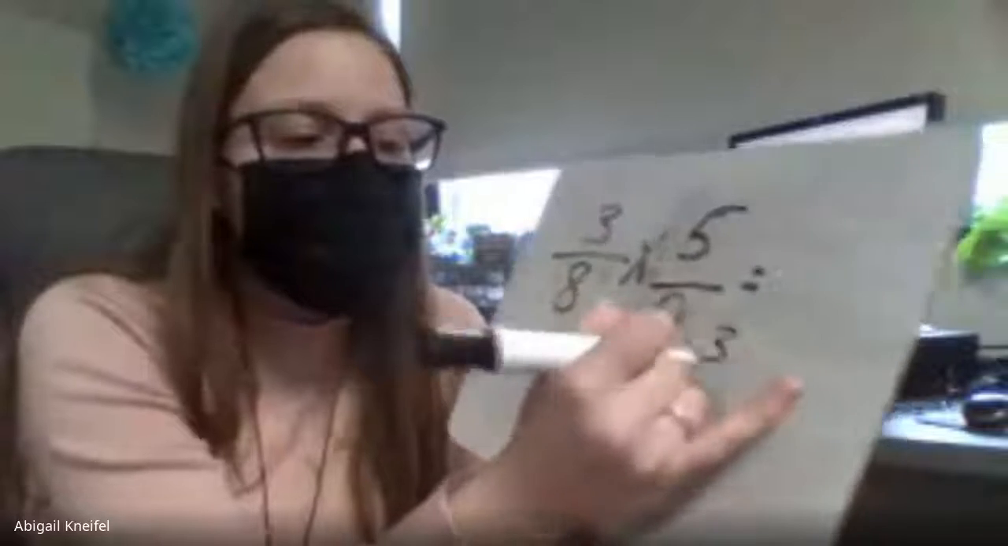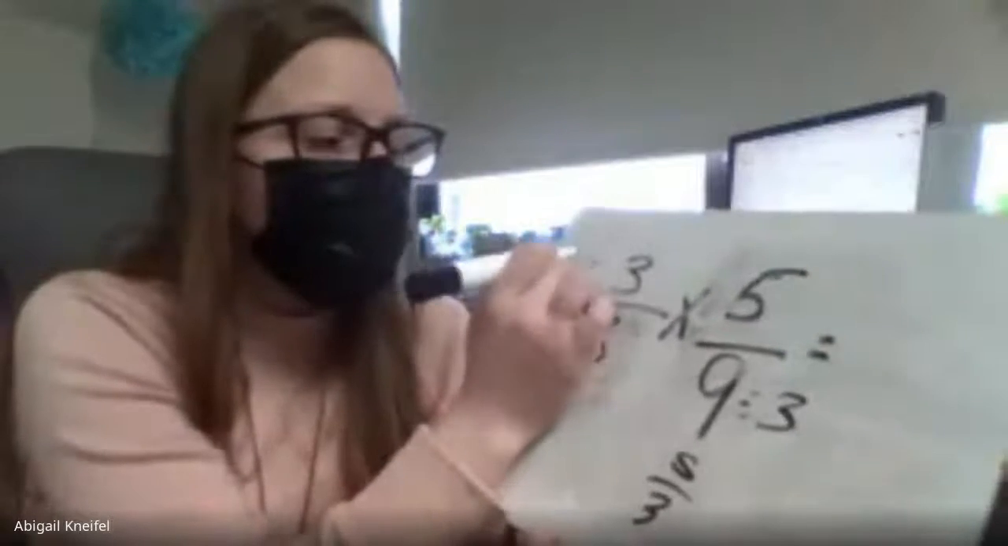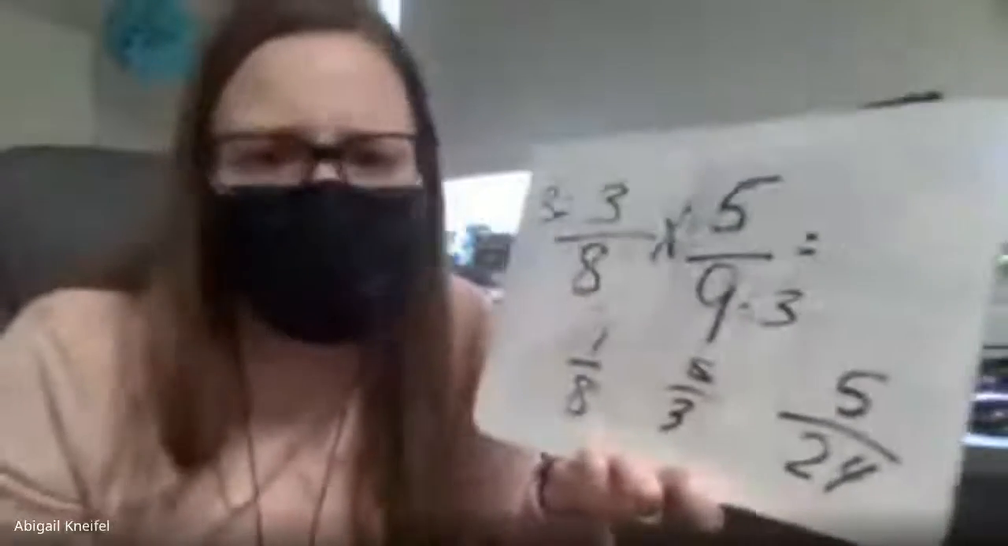Okay. Well, I guess now you can show me your board. So you can only cross-simplify one of these. You can cross-simplify 3 and 9. 5 and 8, you cannot. 3 can go into 9 three times, which is now 5 over 3. 3 can go into itself one time, which is now 1 over 8. 1 times 5 is 5. 8 times 3 is 24. Guess what? We cannot simplify that. Final answer should be 5/24.